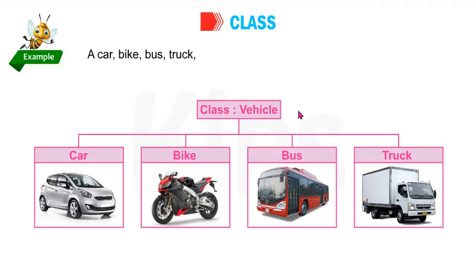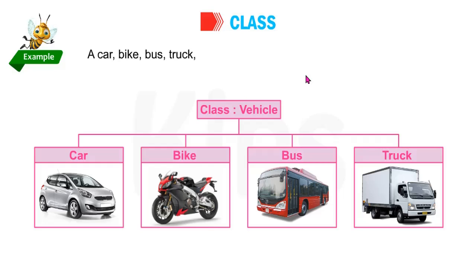And you think of an iron box. Iron box is another object. Will we add that object in this class vehicle? No. So similar objects make a class.